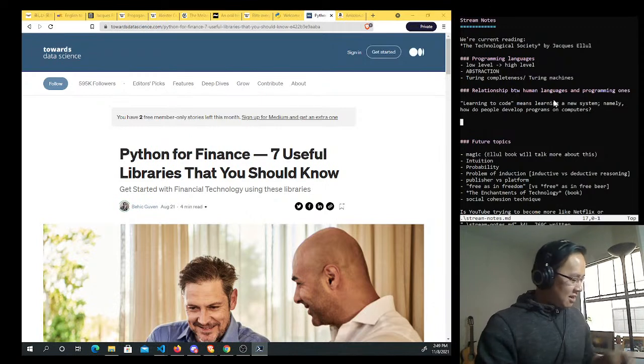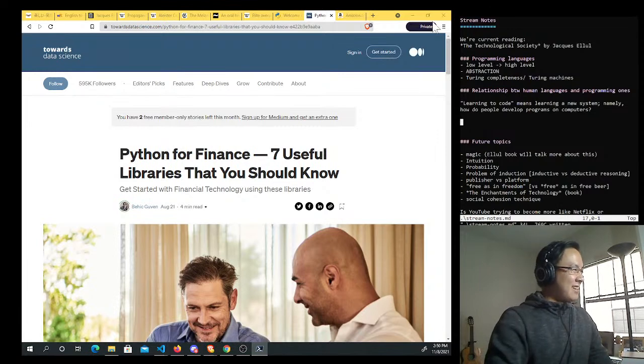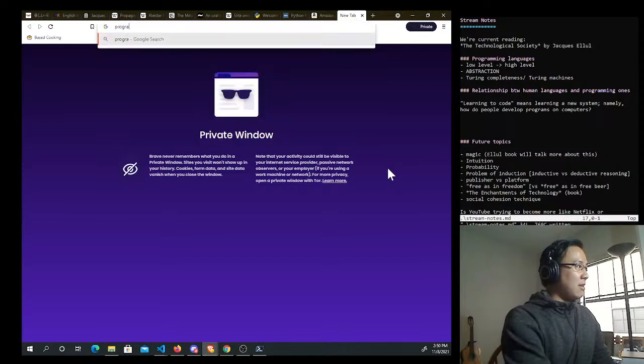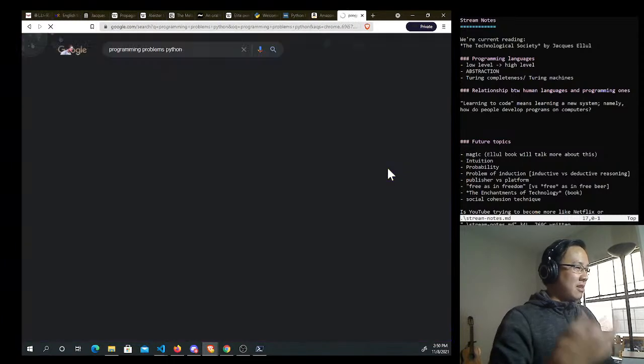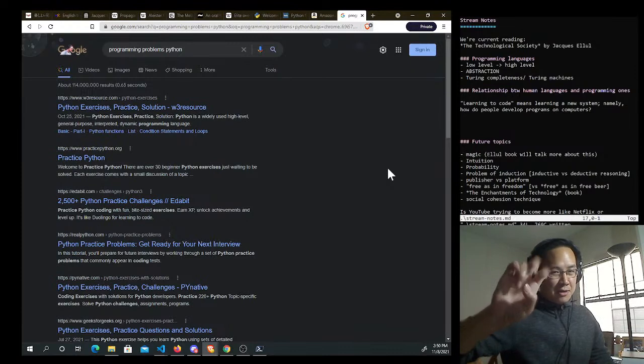There's actually nothing I want my computer to do that there isn't already a program out there that does it. I'll give you an example of these sort of programming problems. If I just search programming problems Python, a lot of results are going to come up for so-called interview questions.